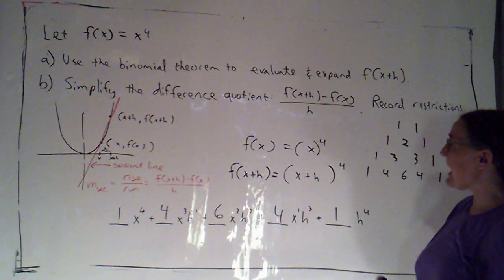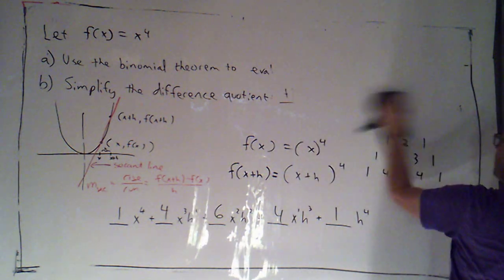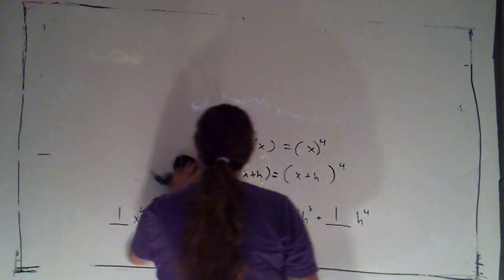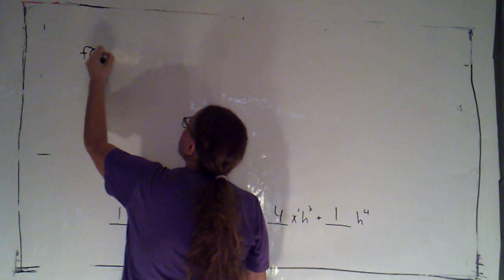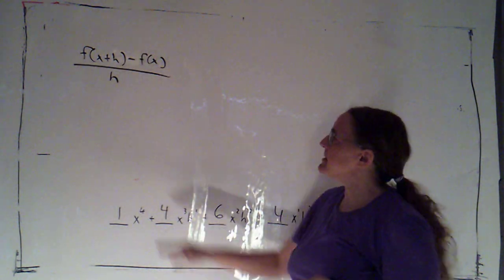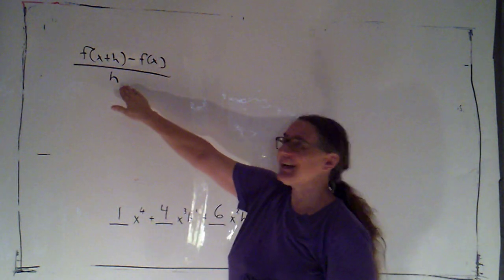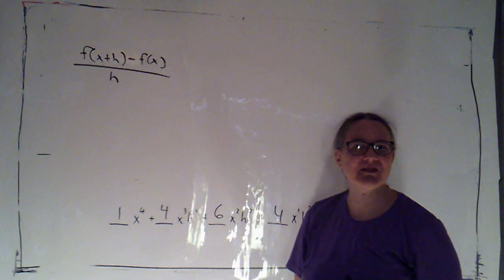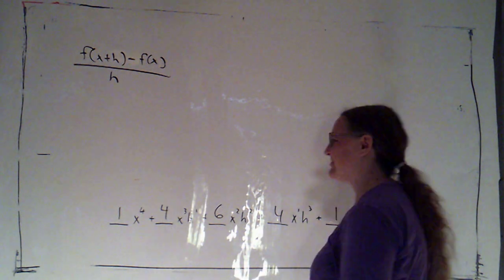So that's part A. Now if we want to work out our difference quotient, and I have these words here, record restrictions. I'll remind you in a moment of what I mean by that. So f of x plus h minus f of x over h. In simplifying this, my goal is almost always to get to the point where I can factor out an h on the top so that I can cancel that h on the bottom. Now, as long as h is on the bottom, I can see that it's not allowed to be 0. As soon as I cancel it, I need to record that restriction that h is not allowed to be 0.